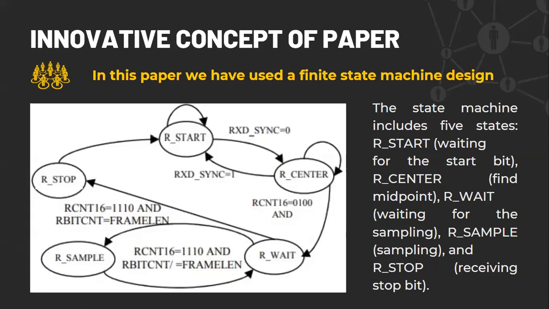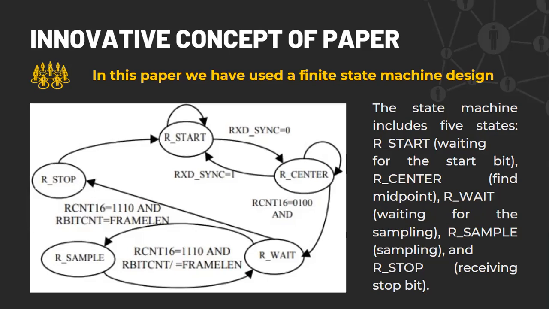Now we will discuss the innovative concept of this paper. In this paper, we have used a finite state machine, and the state machine includes 5 states. The states are R start, which is waiting for the start bit; R center, which finds the midpoint; R wait, which waits for the sampling; R sample, where sampling is done; and R stop, where we receive the stop bit. Now I will be discussing these 5 states.